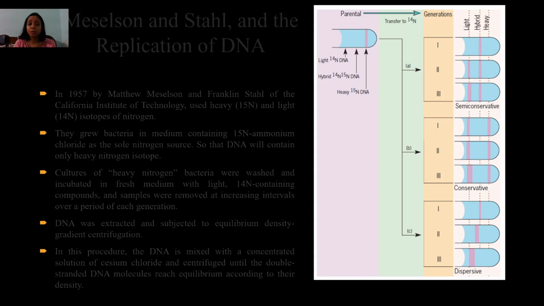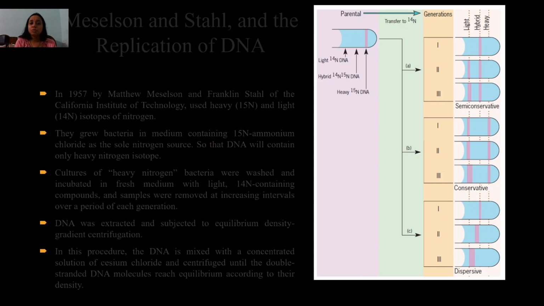Okay. But what exactly they got is the most important question over here. They basically got the semi-conservative kind of pattern, in which in the first generation they got hybrid, in the next generation they got hybrid and light, in the third generation they got hybrid and more of the light, and in the next successive generations the density of the lighter band increased. So it was very clear to them that the model of DNA replication is basically semi-conservative.